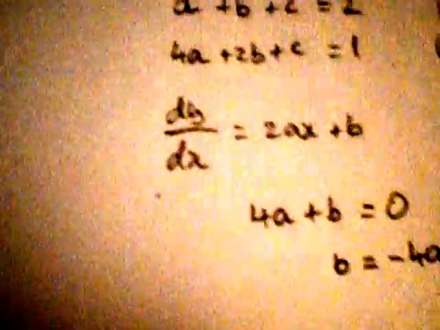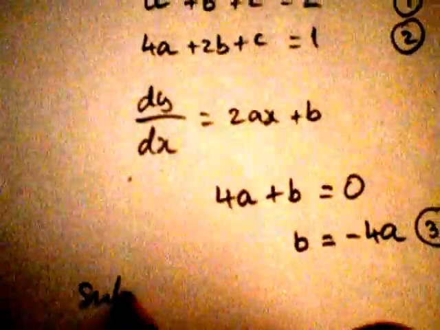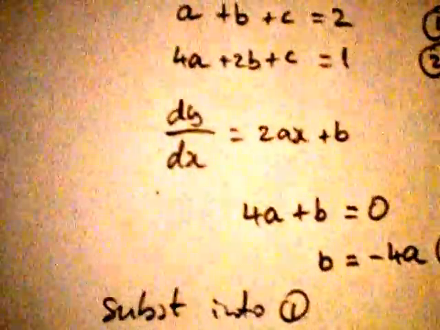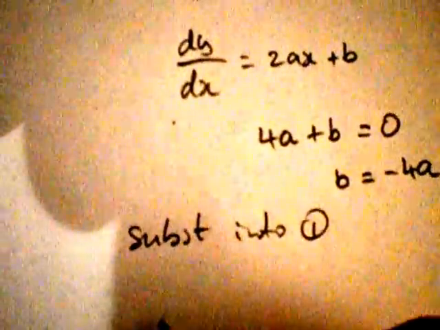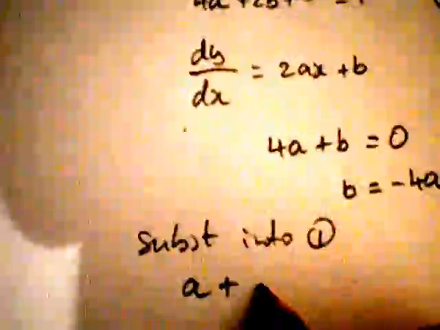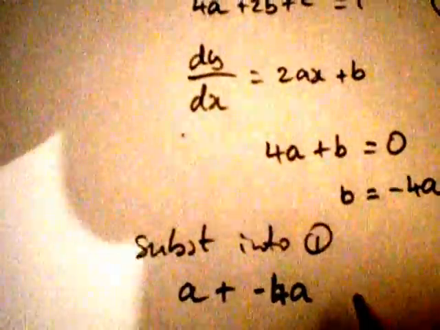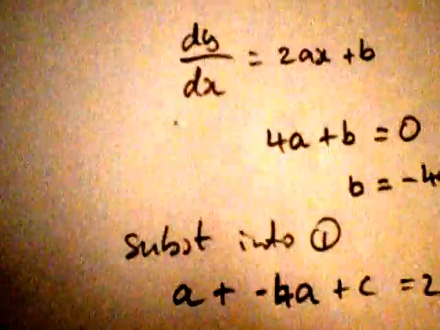If we substitute into 1 and replace that b, it's going to be a plus, and now instead of b it's going to be negative 4a, whoops, plus c equals 2.